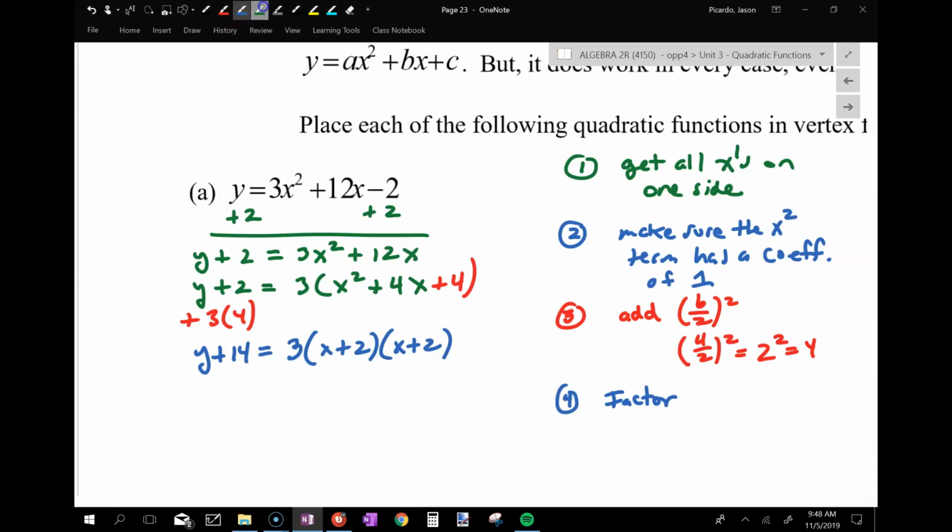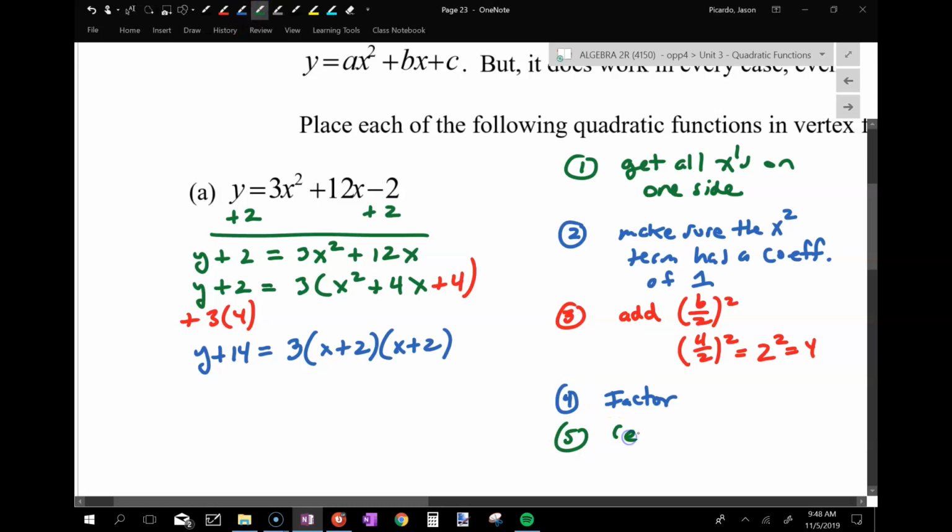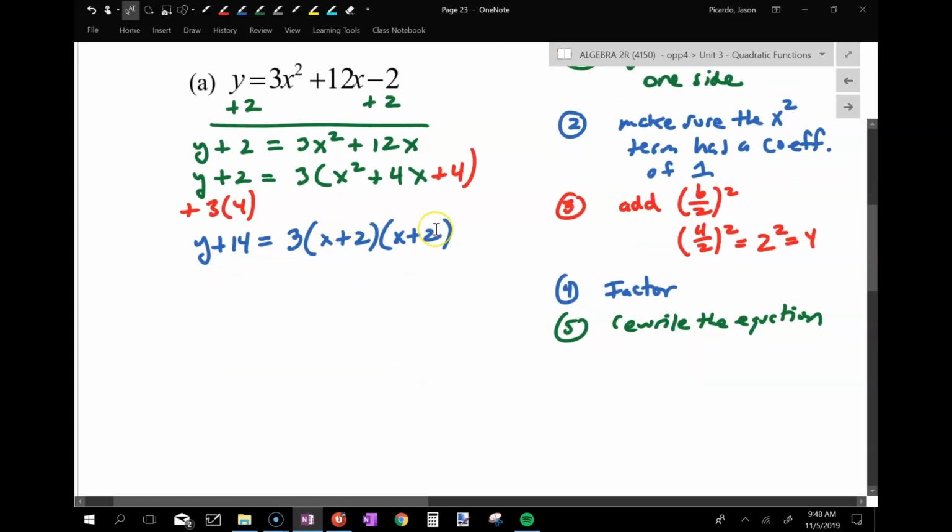After you factor, you're then going to rewrite the equation. How can I rewrite this equation, guys? What's x plus 2 times x plus 2 the same as? x plus 2 to the second power. So I have 3 times x plus 2 squared. Oops, sorry, that's wrong. There we go. Now, I said that I wanted to say y equals, right? So what do I need to do with this 14? Subtract it, right? So I got to move it to the other side. So is everybody okay with this becoming that?